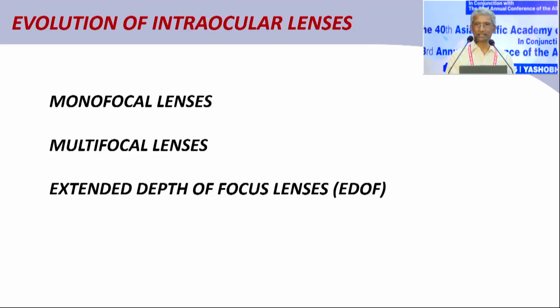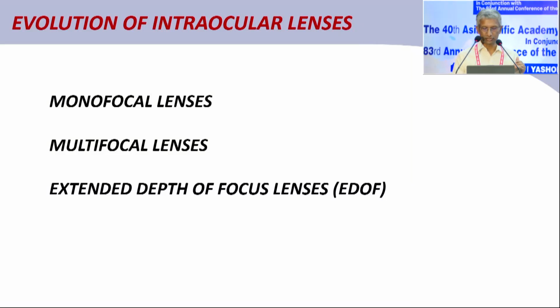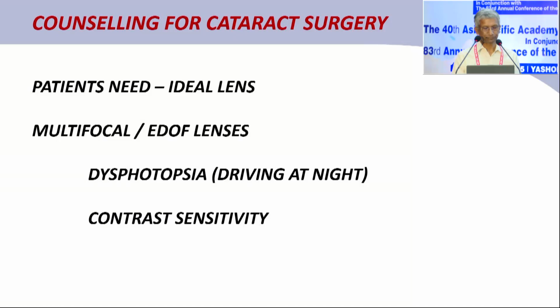So coming to the evolution of intraocular lenses, all of us have gone through monofocal lenses, then multifocal lenses, and now extended depth of focus lenses are the flavor of the season. They have some advantages and disadvantages. From the patient's perspective, an ideal lens gives near, intermediate and distance without any dysphotopsia or decrease in contrast sensitivity. That's the natural lens below 40 years of age. That's what a patient wants. But the present day technology is still evolving and we don't have an ideal lens.